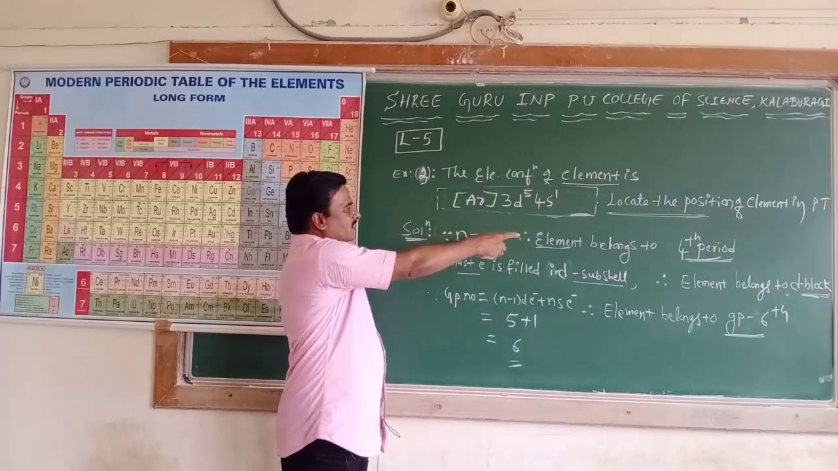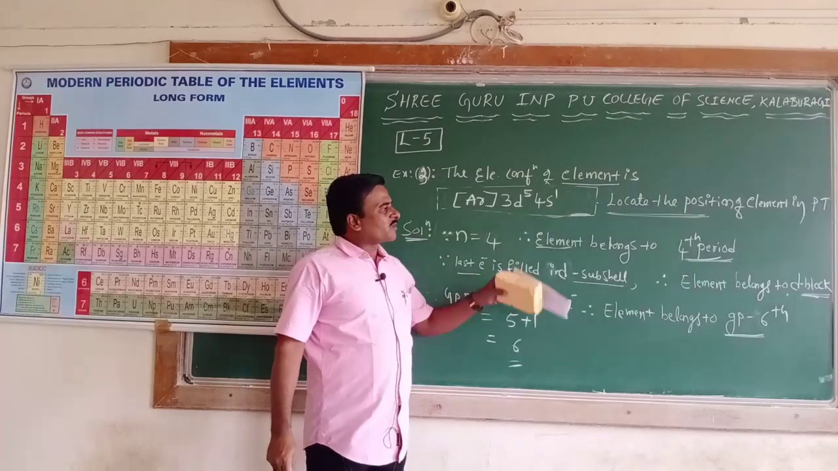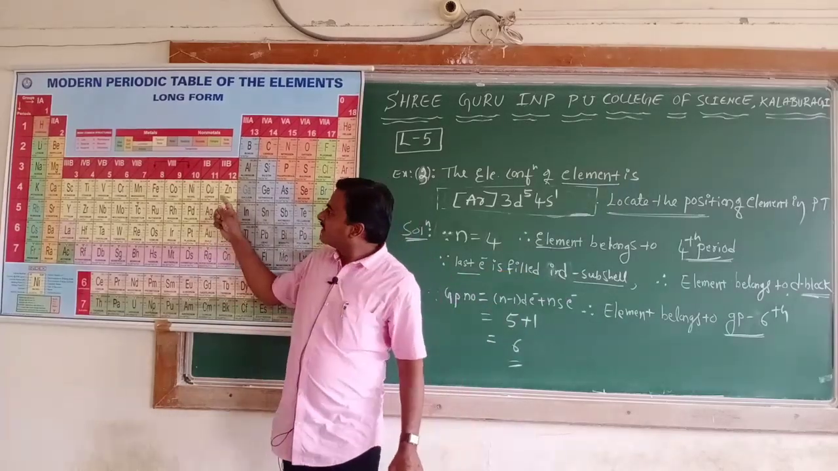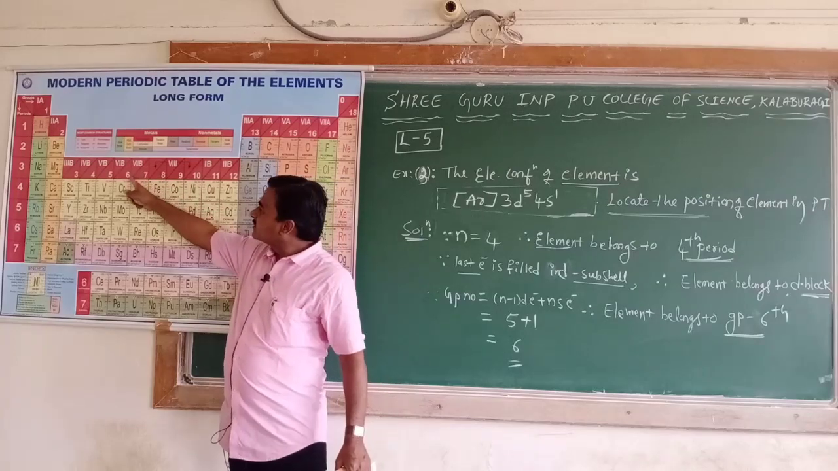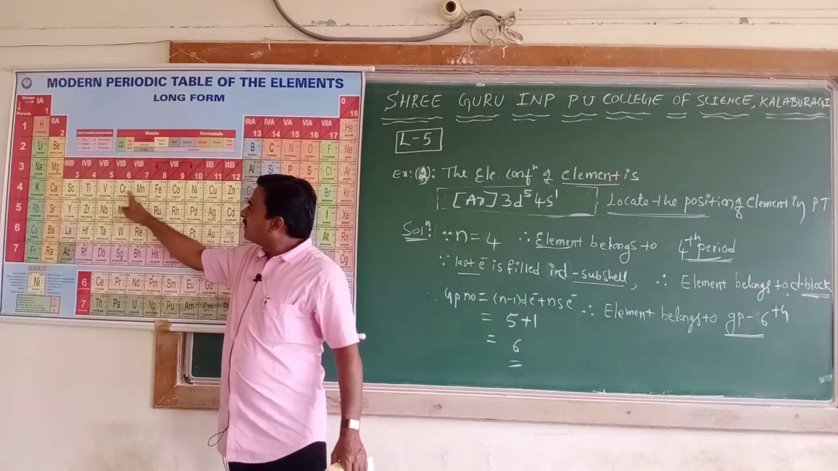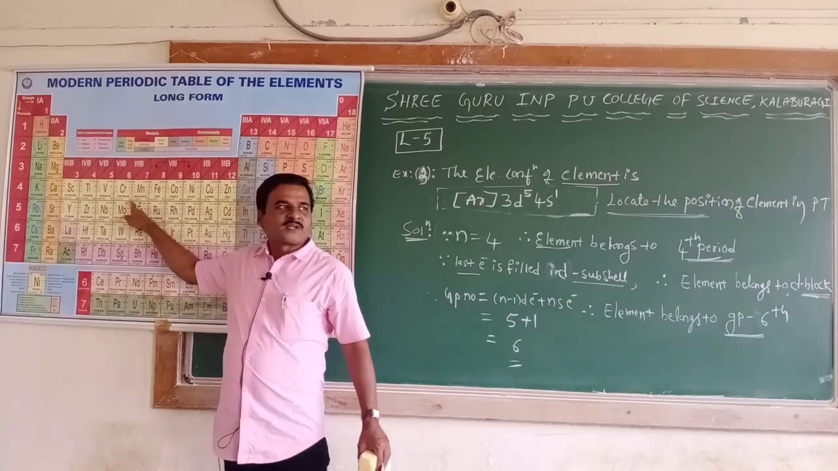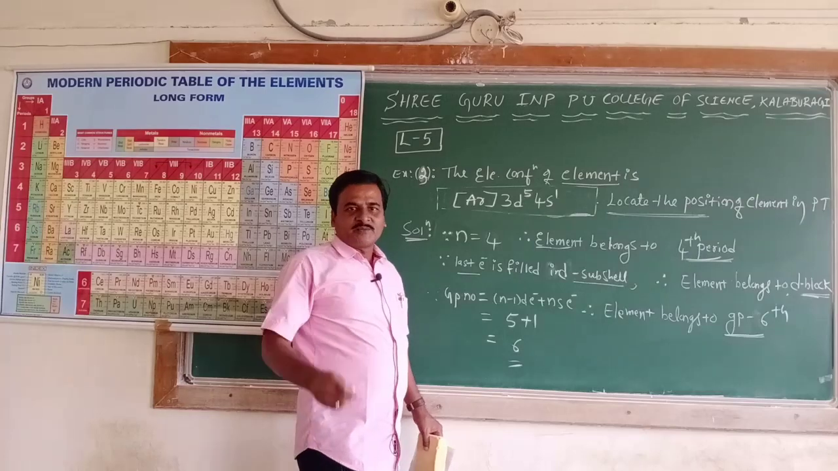You can look it up: 6th group, 4th period. Checking group number 6, period number 4, the element is 3d5 4s1. It is none other than chromium.